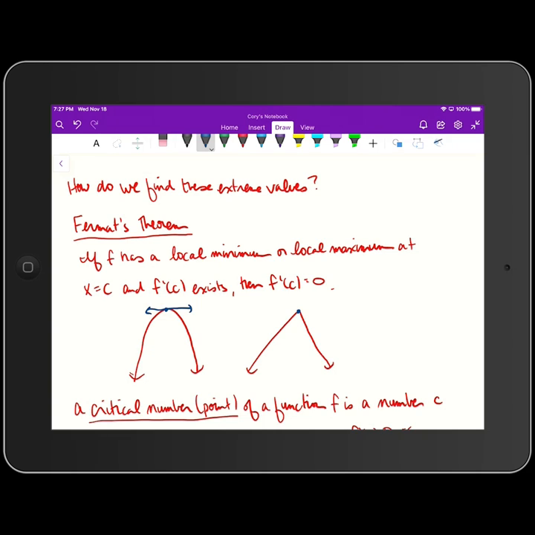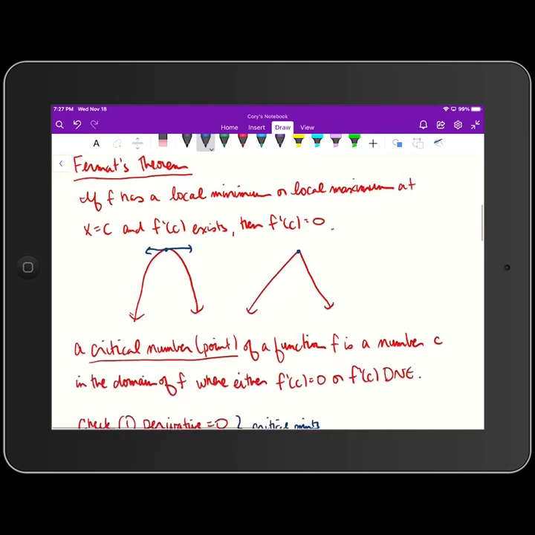So if your graph is going to have a local min or a local max, then that means that the derivative either is equal to 0 at that point, or the derivative is not going to exist at that point.